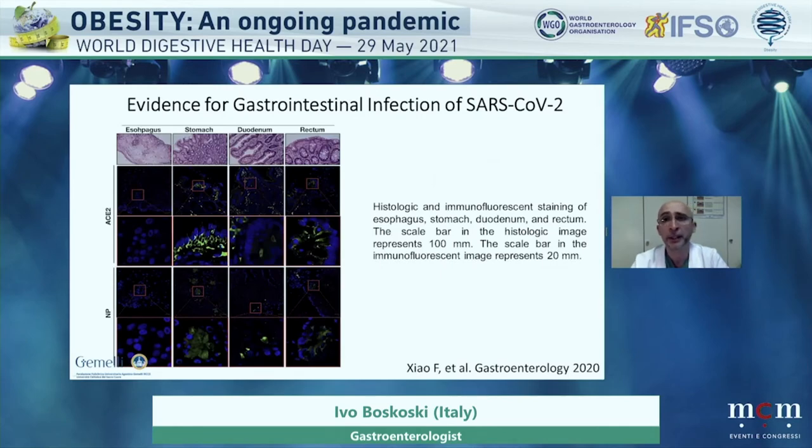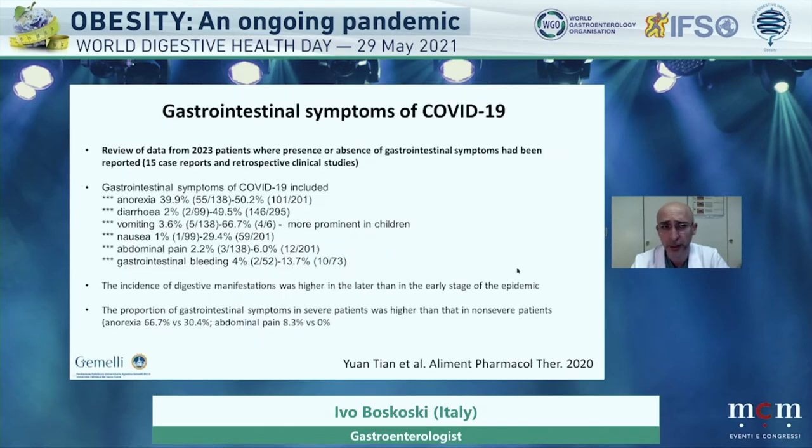The evidence of the gastrointestinal infection of SARS-CoV-2 can be nicely seen here. This is a histologic and immunofluorescent staining of the esophagus, stomach, duodenum and rectum, and this has also been nicely shown.